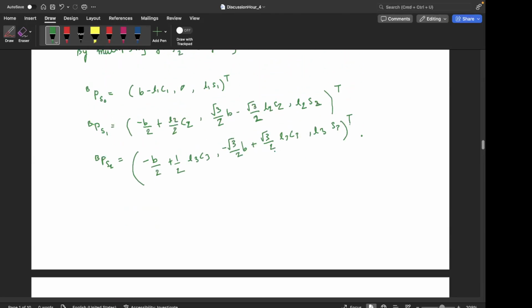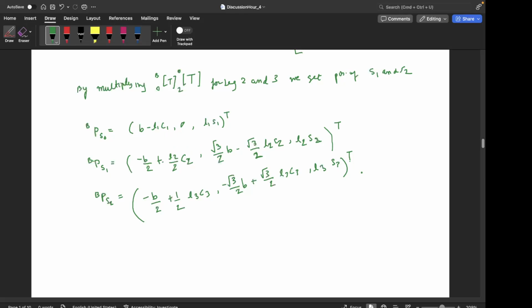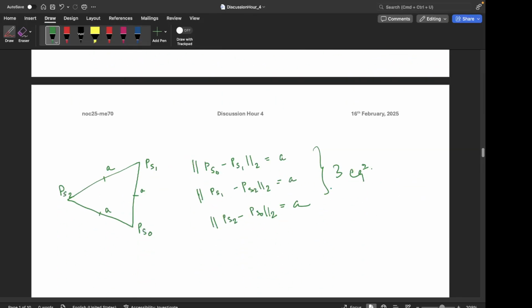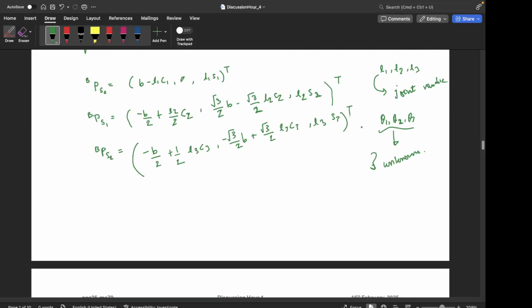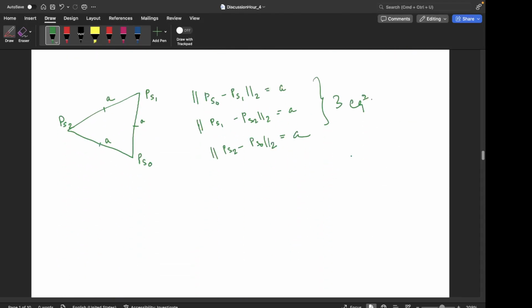And if you see in these expressions, what unknowns do we have? L1, L2, L3 are the joint variables, so they are the inputs basically. And apart from that, we have theta 1, theta 2, and theta 3, which we can calculate. So three unknowns. Once we know L1, L2, L3, our inputs, we can calculate the three unknowns.